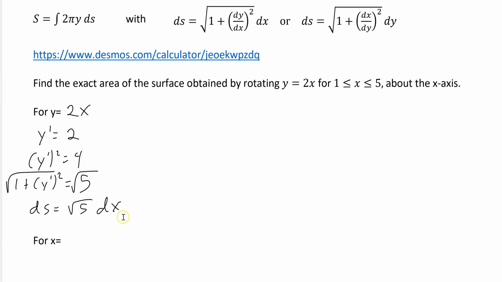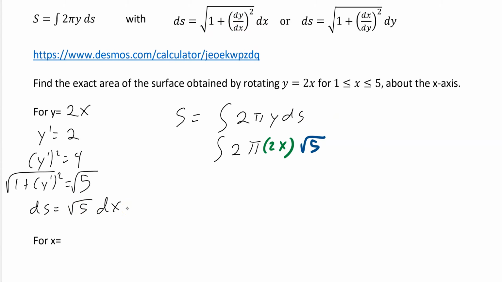But you don't even have to write that. All you have to do now is go to your integral and go s equals the integral of 2 pi y ds. And so this would equal 2 pi. And then what does y equal? It's 2x. So you plug that in. And then your ds is the square root with a dx on the end. So root 5 dx. Just like that. And then now we have our integral, and we're going from 1 to 5 for our x.